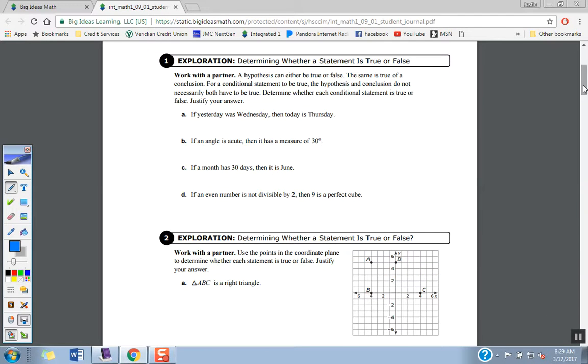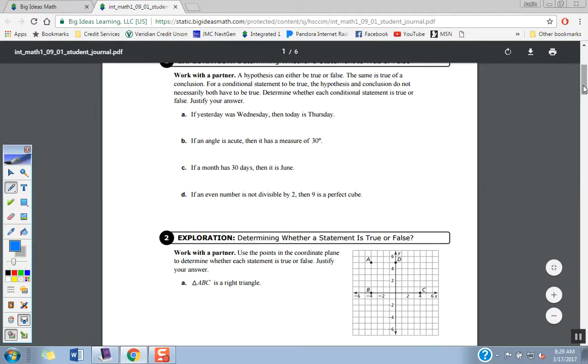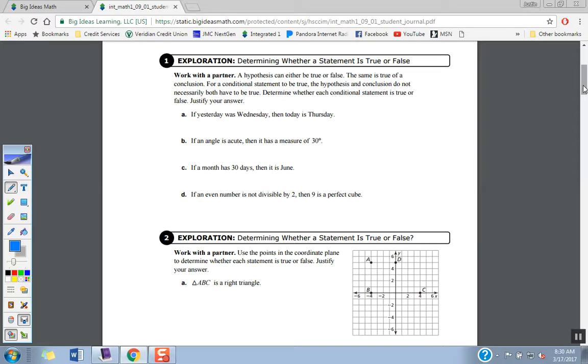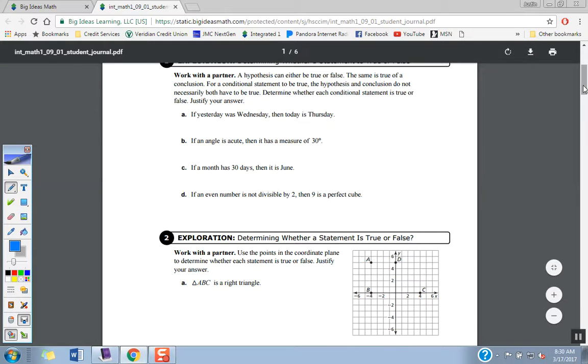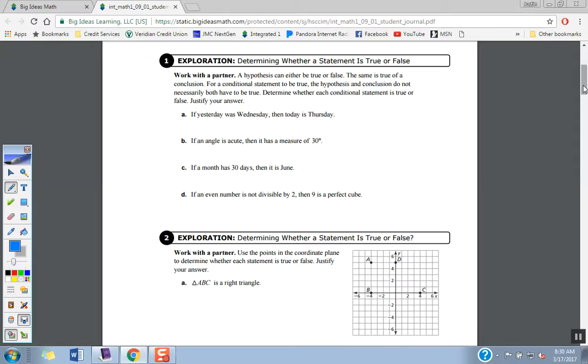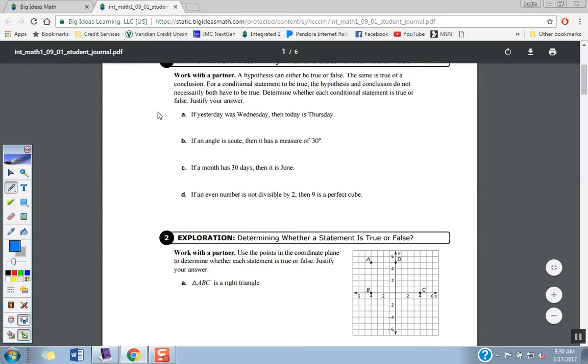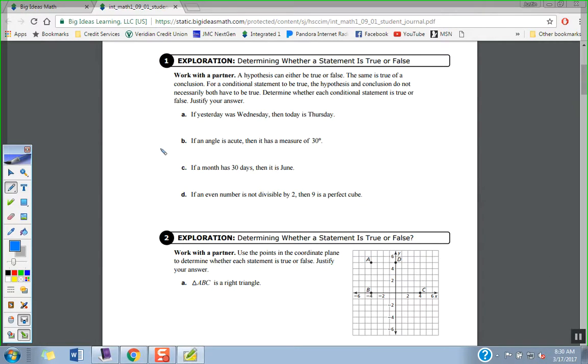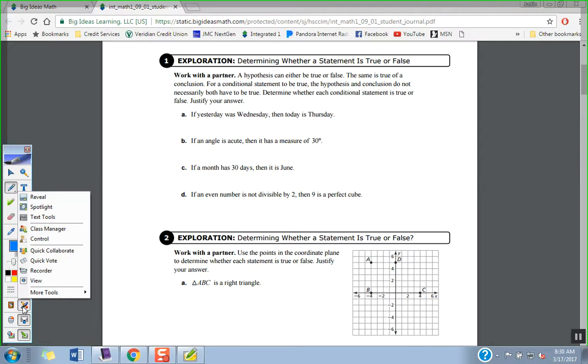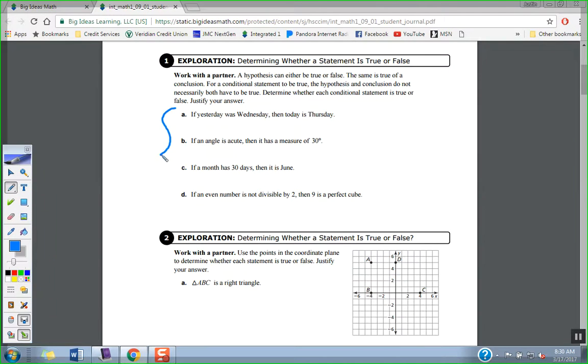It says a hypothesis can either be true or false. The same is true of a conclusion. It says for a conditional statement to be true, the hypothesis and the conclusion do not necessarily have to be what? True. Determine whether each conditional statement is true or false. Justify your answer. Okay? Read through those at your tables, and we'll determine if these statements are true or false and come up with some kind of a justification. Take about a minute or two to read through them.